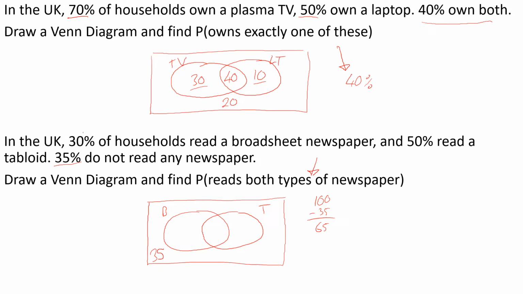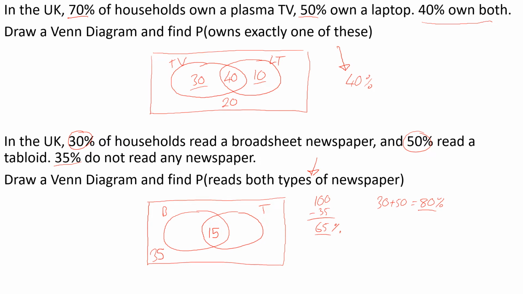However, we're told 30% read a broadsheet, 50% read a tabloid, and if we put that together, that ends up giving us 80%. Now, there's a difference of 15% between those 2 values, the 65% they should add up to and the 80% that we've got them adding up to. And the really clever thing we can do here is use that 15% difference, and that's what's going to be in our center. You can check it works from there.